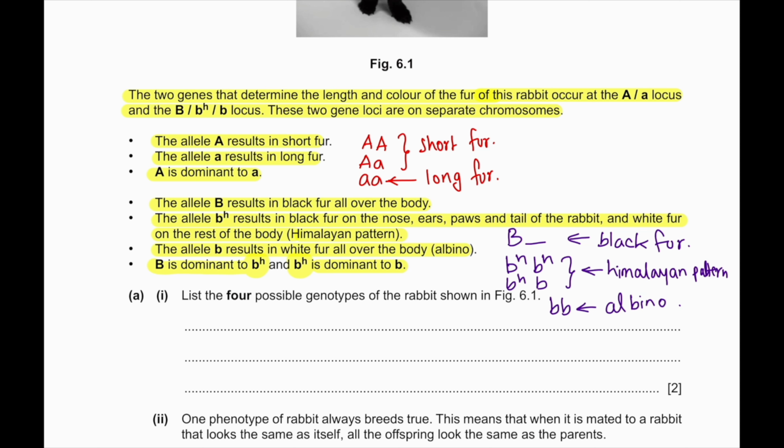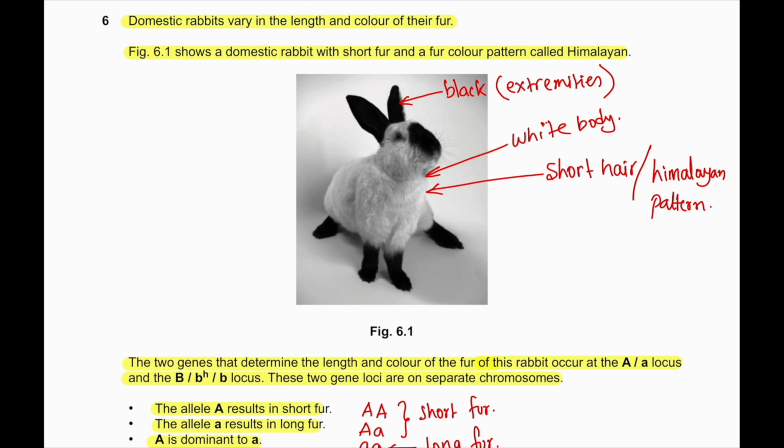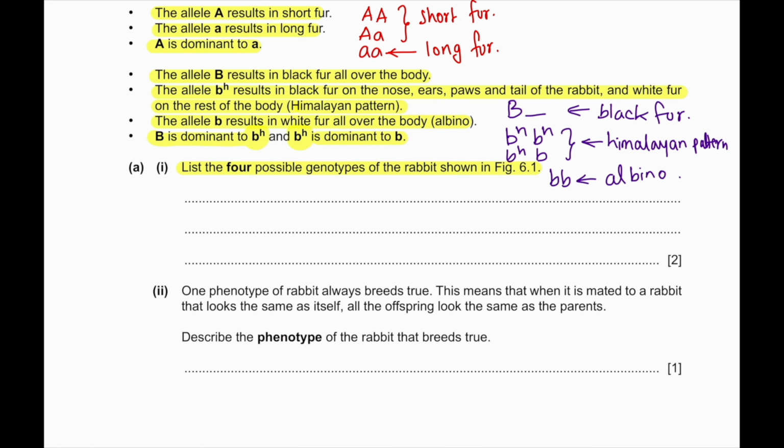Okay, now the question says list 4 possible genotypes of the rabbit shown in figure 6.1. So the rabbit shown in figure 6.1 has short hair and has a Himalayan pattern. To have short hair, the first thing the rabbit needs is capital A. So it can be both capital A, or it can be one capital A with a small a as well. With both capital A, now to have the Himalayan pattern, it must have either bh and bh or bh and a small b. So this also gives rise to the second set.